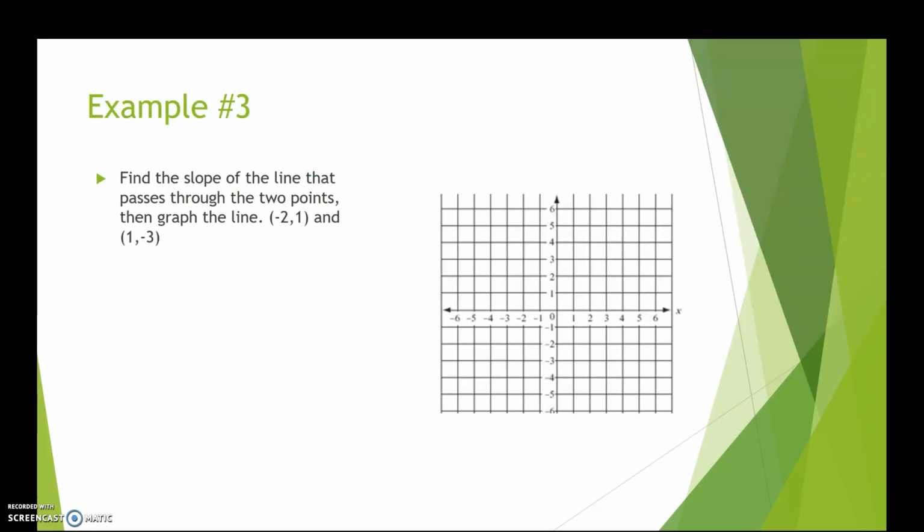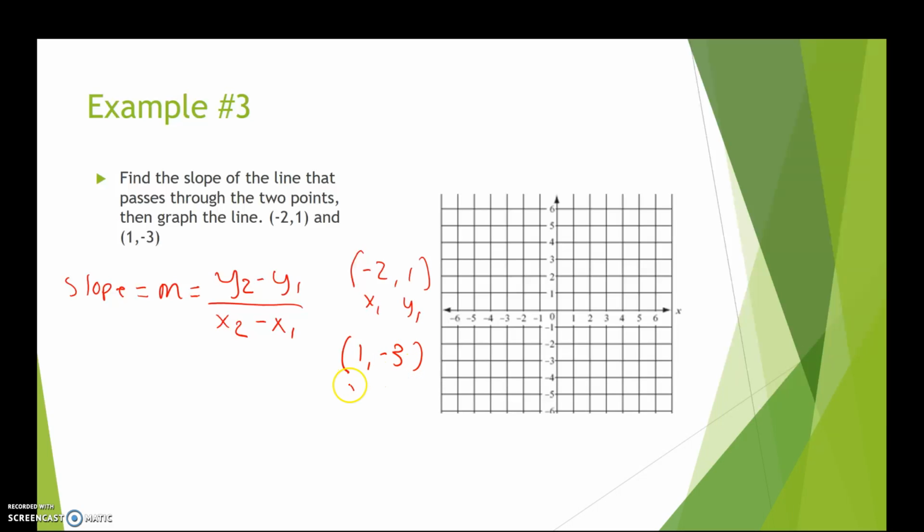So we have negative 2, 1 and 1, negative 3. So my slope, which we call my m, is y2 minus y1 over x2 minus x1. My points here, negative 2, 1, I can label that x1, y1. My point here, 1, negative 3, I'll label that as x2, y2.